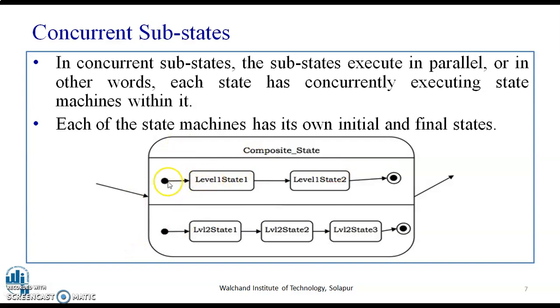Now each of these machines has its own start state and final state, and it can also be the case that there will be a different number of substates. Now you can see over here there are two substates, but here there are three substates. So in concurrent substates, the substates execute in parallel. They start at one particular point of time and execute parallelly, and they keep on executing till they reach the final state. It may be the case that one of the parallel substates finishes fast and the second takes time. So it depends on the number of substates present in the composite state.